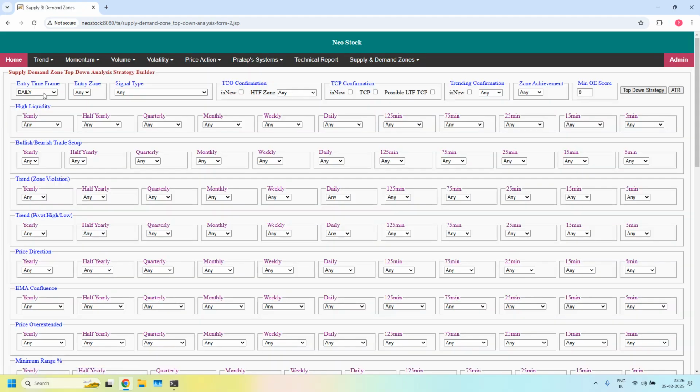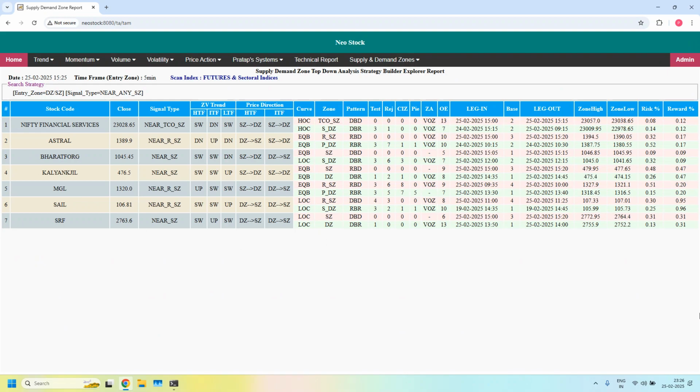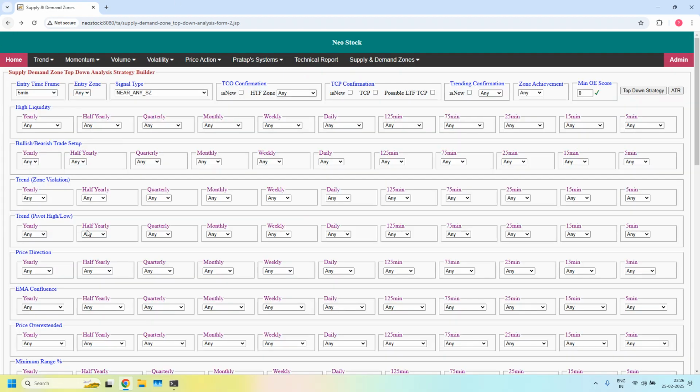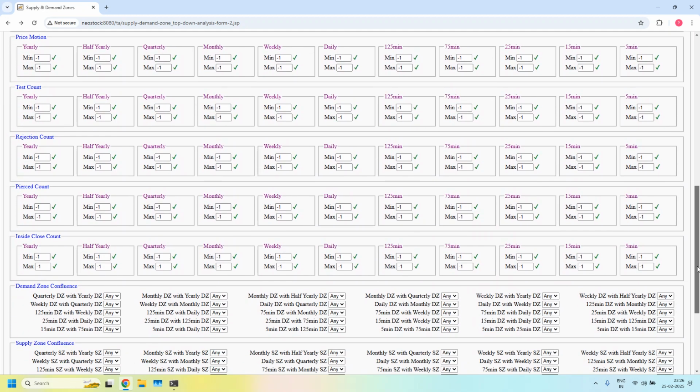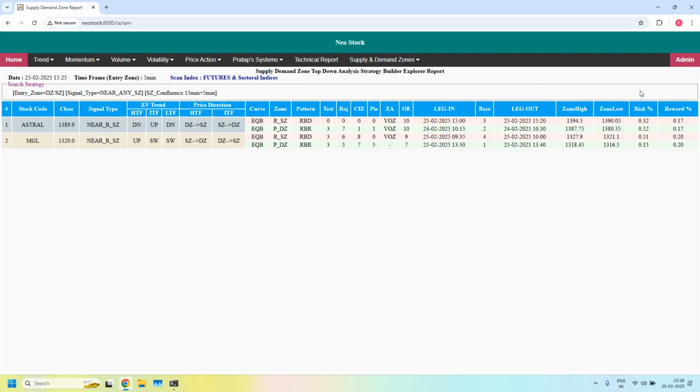Okay, next 5 minutes time frame, stocks near 5 minutes supply zone. We got 7 stocks. Out of these 7, how many supply zones are having ITF supply zone Confluence? Let's verify. That is 5 minutes supply zone with 15 minutes supply zone Confluence. With this filter, we got 2 stocks. So these 2 5-minute supply zones are overlapped with 15-minute supply zone. So this is about stocks near demand and supply zones for different time frames.